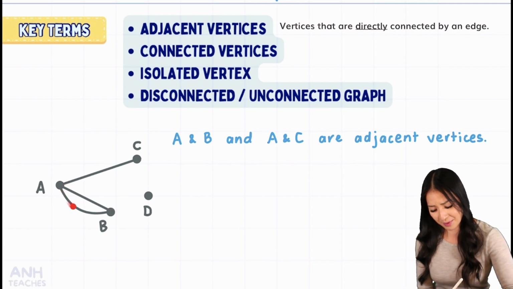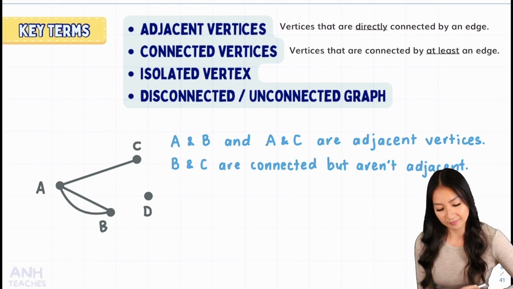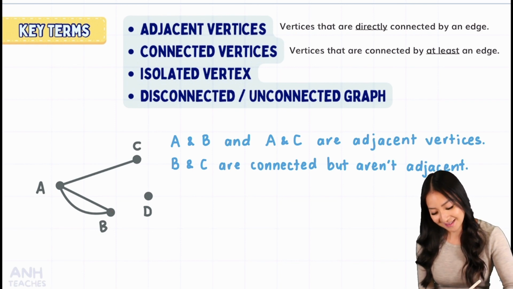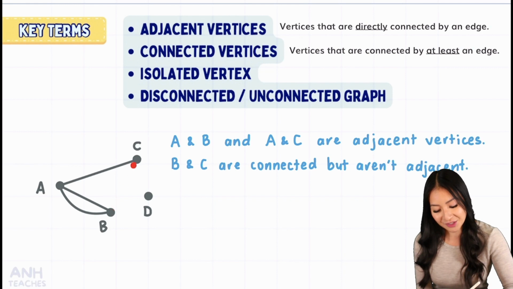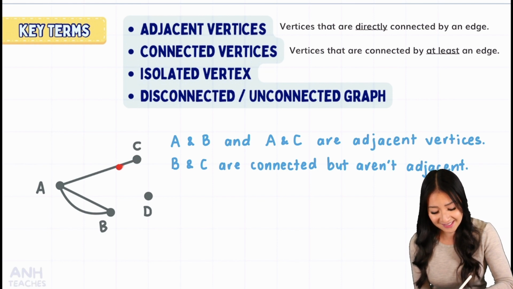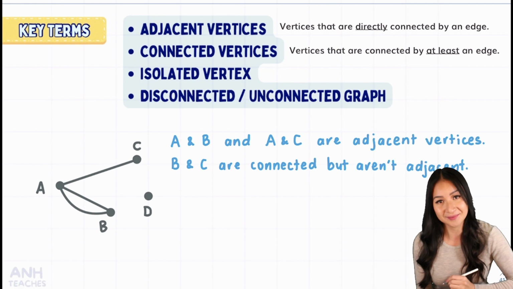Another pair of adjacent vertices is A and B because, again, they are directly connected by an edge. They're actually connected by two edges. Now, B and C are not adjacent vertices because there's no edge directly linking them. However, we can say that they are connected, and in this case, they're actually connected via vertex A.